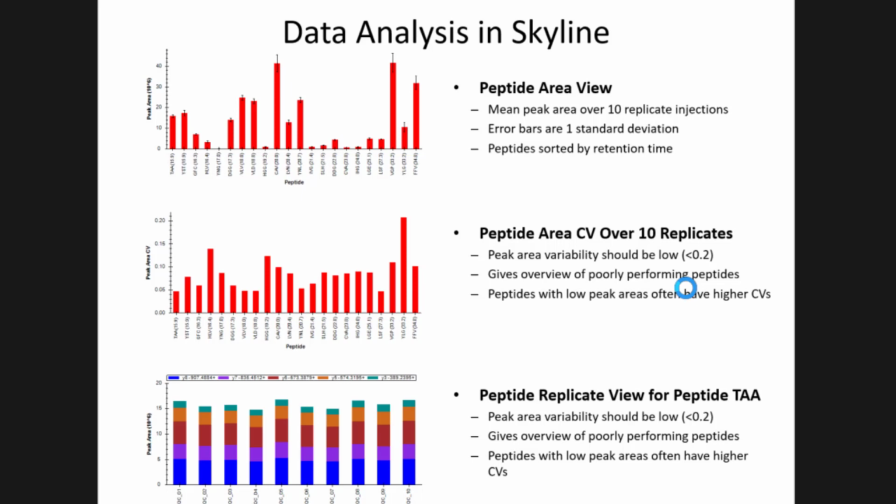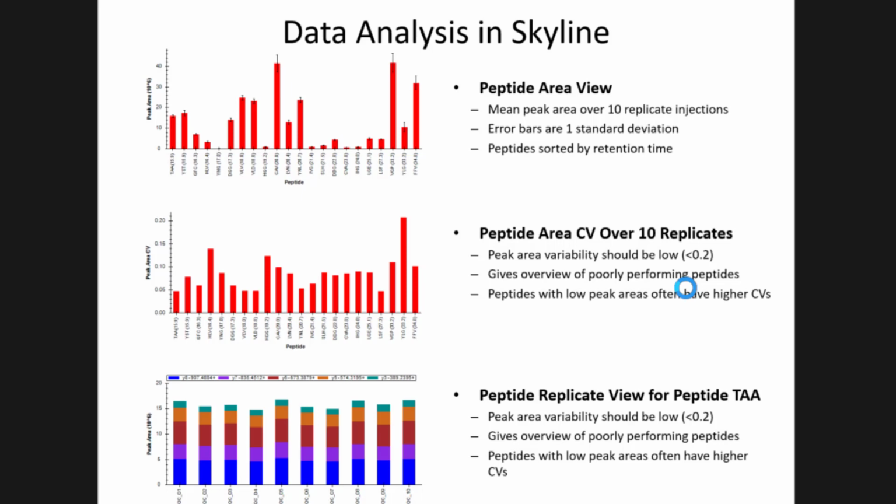You can change the view to peak area CV, so it's the same data, but now we're just looking at the coefficient of variation, where this is 5%, 10%, 15, and 20. Anything above 20, in my opinion, is too high, and something's wrong. So you've got to go look at it. Ideally, you want things to be as low as possible.